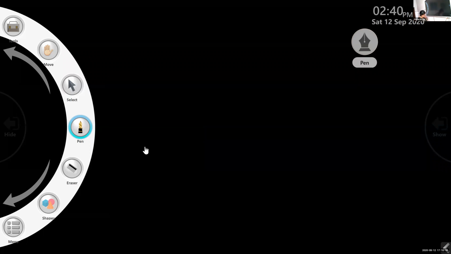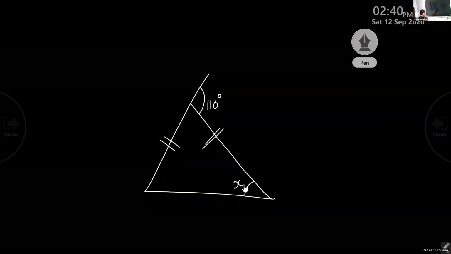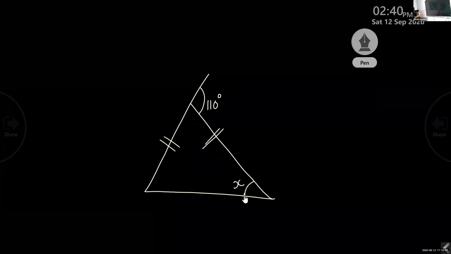Look at the figure. It is given like this. Here one angle 110 degrees is given, and these two sides are given equal, and this angle is given x. Find out what is x. Same type, I think, isn't it? In both ways you can find out. But you cannot find like that. It is not equal.